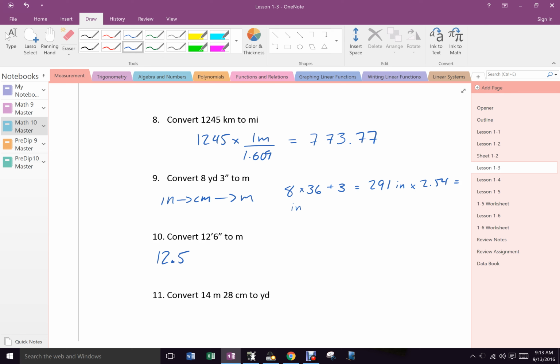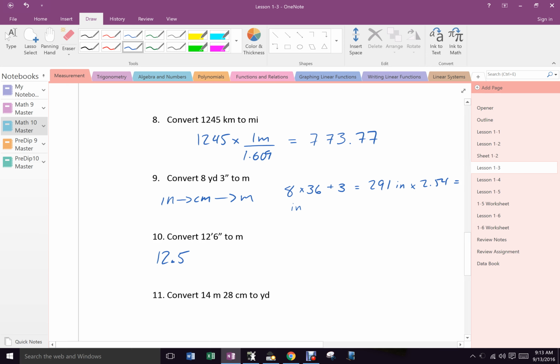3 inches works well because that's a quarter of a foot, right? 0.25. 6 inches works well because that's half a foot. 9 inches works well because that's 0.75. 4 works okay because it's 0.33. And 8 works okay because it's 0.67. You with me? That's math that you guys can figure out on your own.